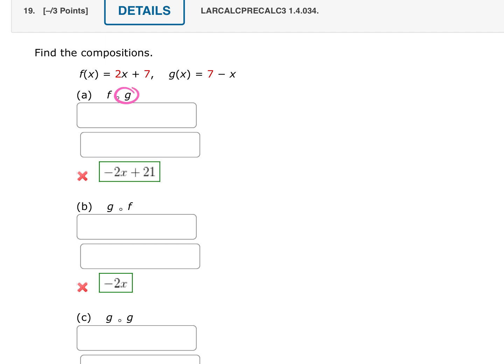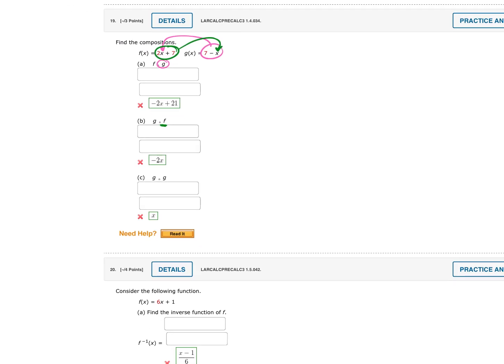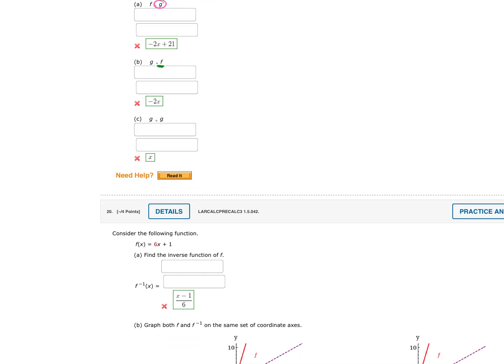Take the second one. So here g would go into the x in f. For b, f would go into g. So we'd take f and plug it into the x in g. So just make sure you know the difference of what it's asking, which one's going in where.